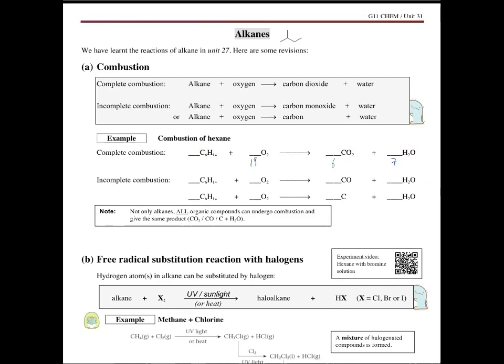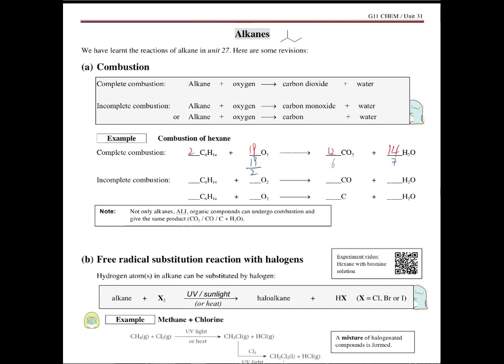So here that will be 19 over 2, because it's O2, oxygen gas. And remember, normally we don't want to see fractions in the equation, so we need to multiply by 2 and give a whole number coefficient for your equation. Then it becomes 2, 19, 12, and 14. So that's how you balance the equation.